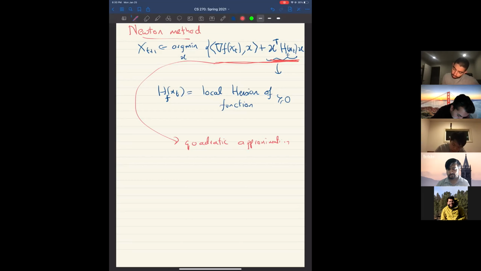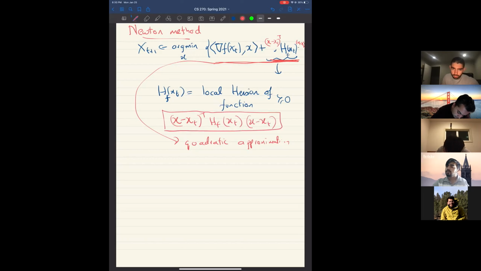So actually, I think I got this wrong here. Let me write it as x minus xt, x minus xt. Sorry. So it should be like the quadratic that I use there is x minus xt transpose H sub f at xt, x minus xt. Okay, that's the penalty to use.